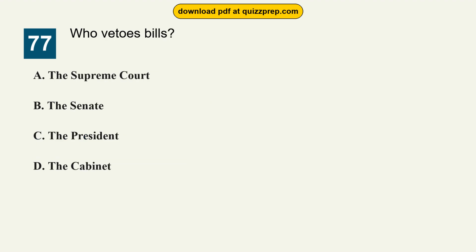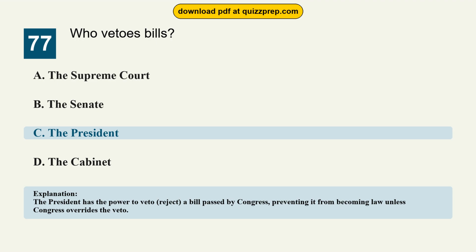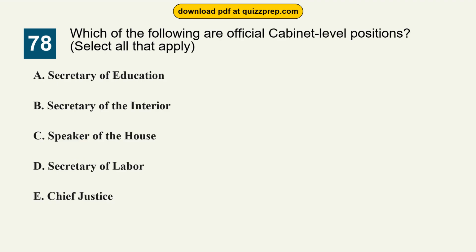Question 77. Who vetoes bills? Option A, the Supreme Court. Option B, the Senate. Option C, the President. Option D, the Cabinet. The correct answer is option C, the President. The President has the power to veto, reject, a bill passed by Congress, preventing it from becoming law unless Congress overrides the veto.